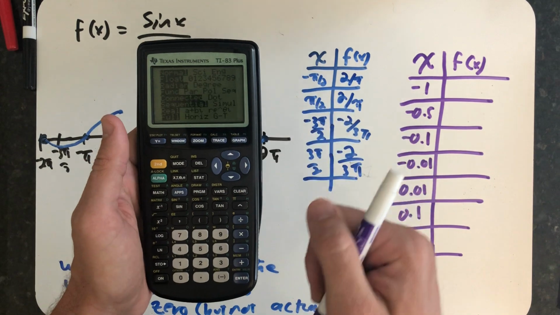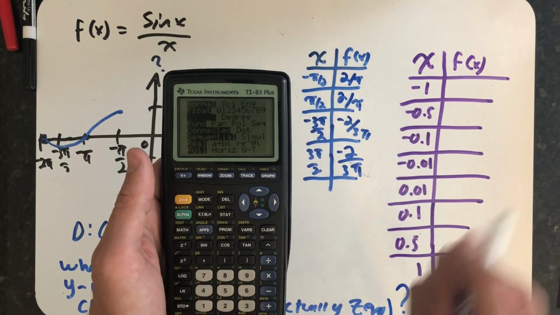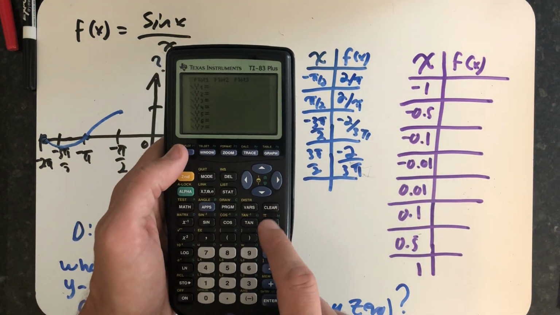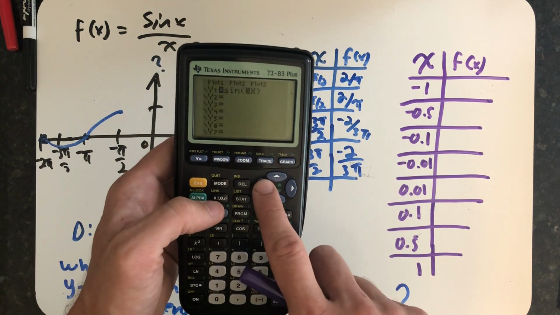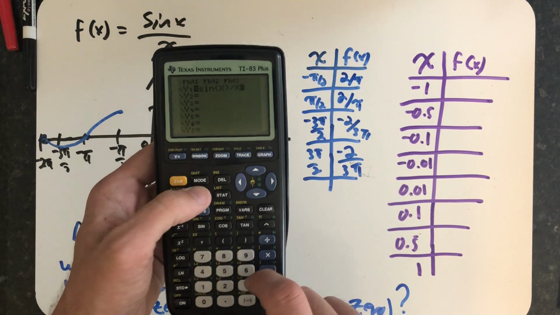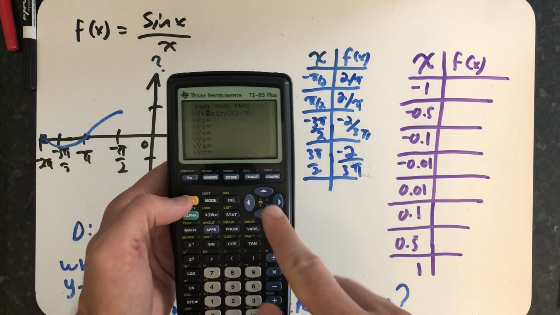I had to put my calculator back in the function mode because apparently I had graphed a parametric equation previously. But here, dealing with a sine of x, we want to be in the radian mode. We're going to hit y equals, and I'm going to type in sine of x divided by x. And I had to get my parentheses in there so I actually was graphing the right function.